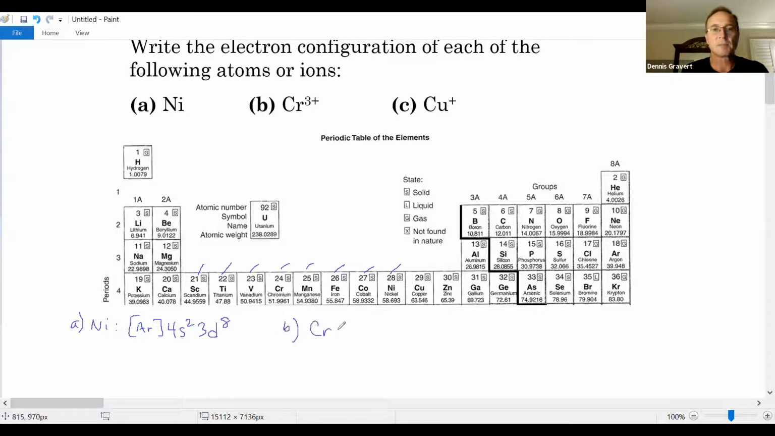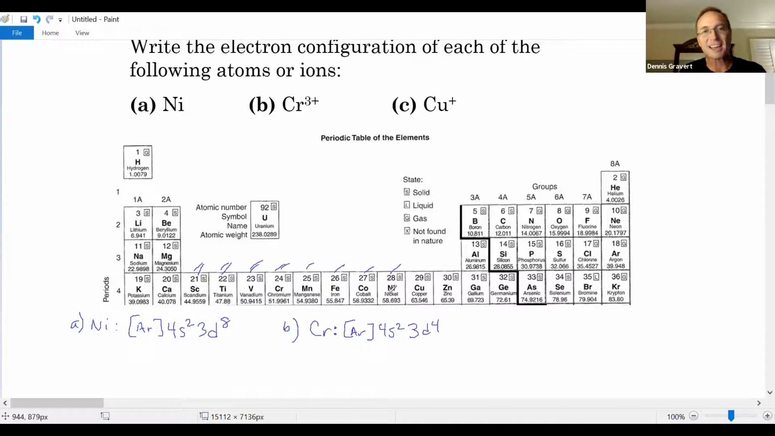Let's do chromium. Okay, so the question asks for chromium 3+. It's a good idea to just do neutral chromium first. Again, we're going to start with argon, because there's supposed to be a column here saying, hey, chromium, what's your electron configuration? Start with argon, put in the 4s. That took care of electrons 19 and 20. And then to get the chromium, it's 1, 2, 3, 4. So that's what it's supposed to be.